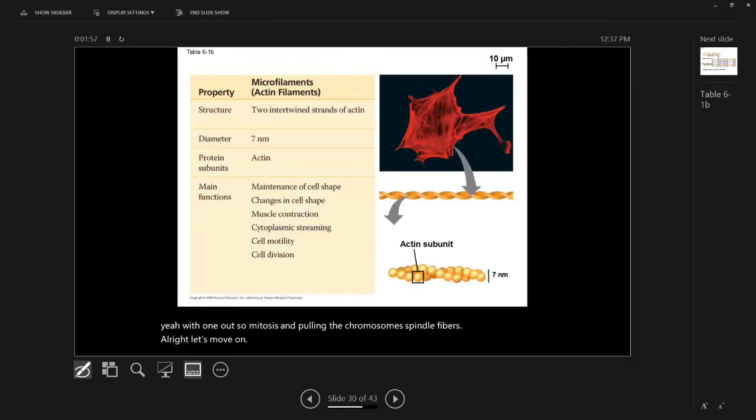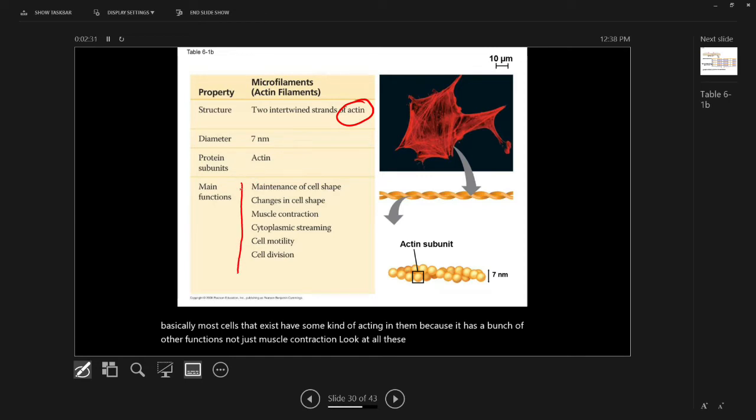The next and smallest of all the fibers of the cytoskeleton would be the microfilaments. Microfilaments are made out of actin. And actin is a really common and really famous protein. It's the protein that's in muscles and helps us to contract our muscles, helps us move. But actin is much more universal than that. It's basically most cells that exist have some kind of actin in them because it has a bunch of other functions, not just muscle contraction. Look at all these functions.